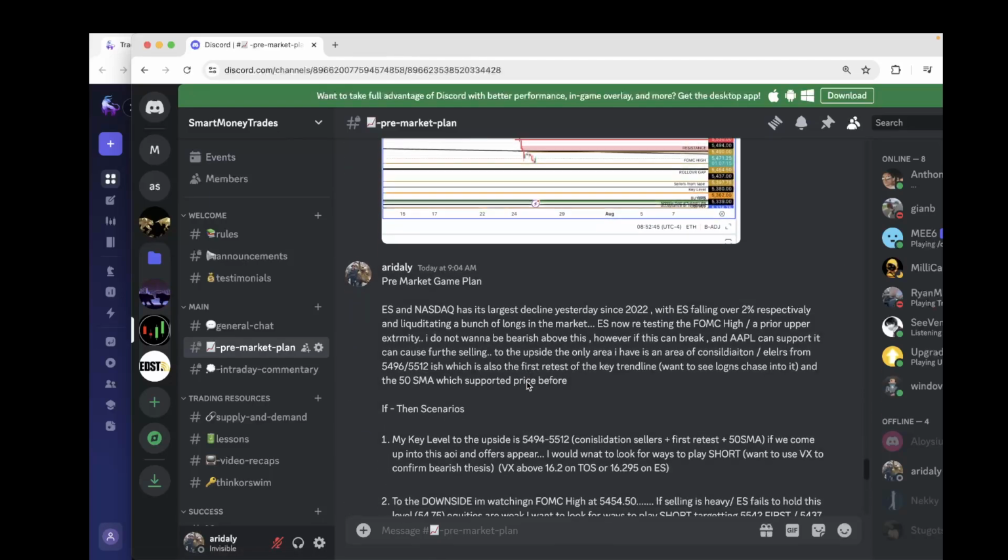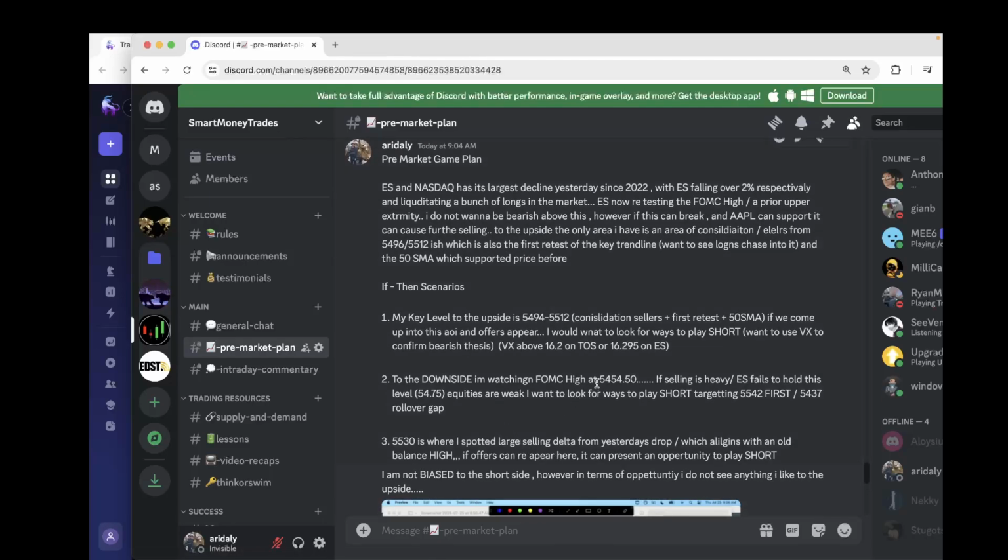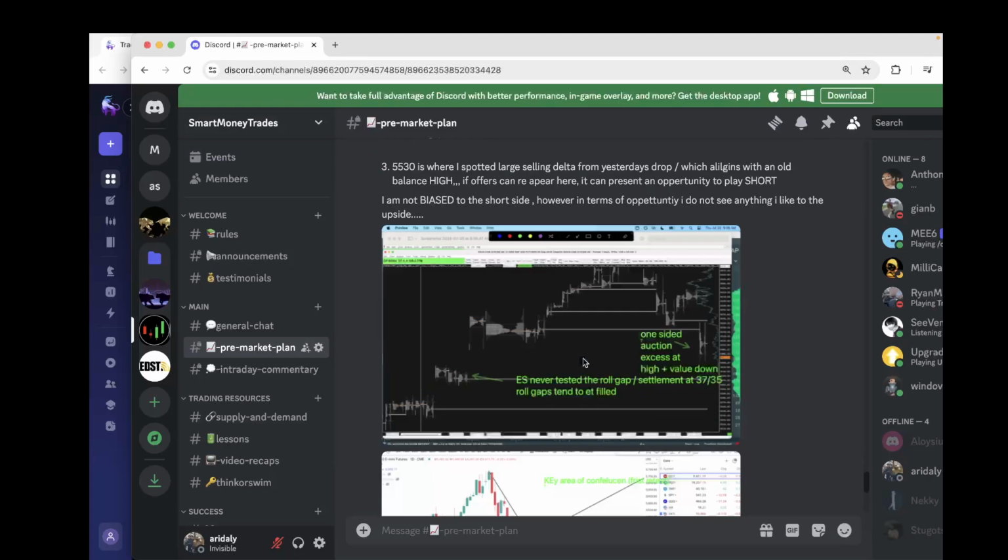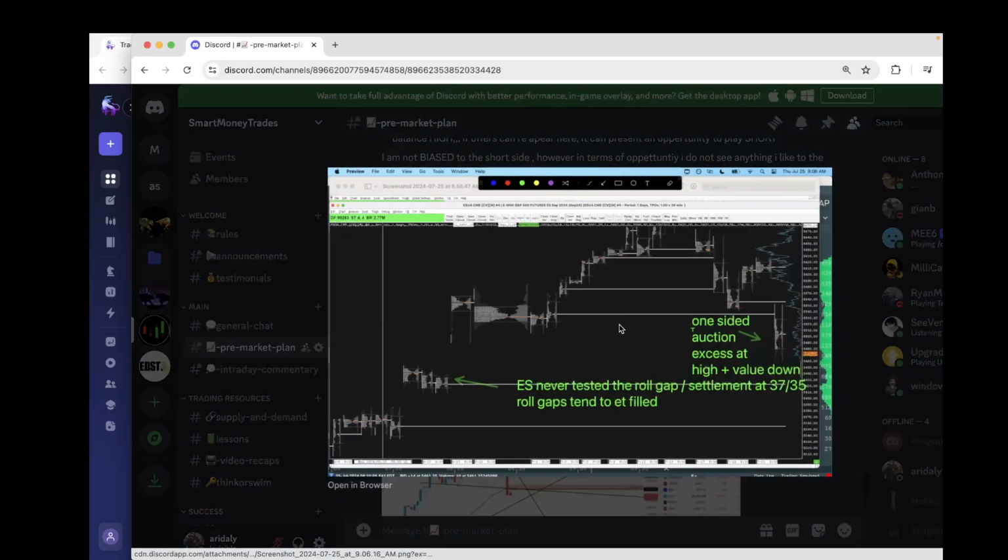Main concept here, look, to the downside, I was watching the 5,450s, and I said if the selling is heavy and the S&P gets back under this level, we could gravitate towards my next level at 5,437/5,435. To show you guys first a visual, this is one thing everyone could learn from: when the market rolls over and gaps up, rollover gaps tend to get filled.